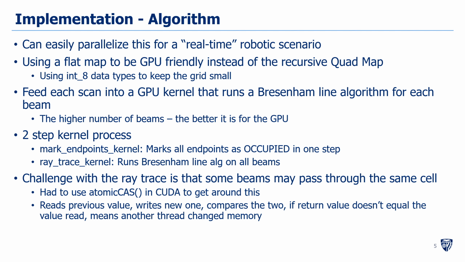So I have a two-step kernel process. First thing I do is the mark endpoints kernel, and that just marks all the endpoints as occupied in one step. So I read in the LiDAR data, look for the end of each beam, and then I mark that as occupied, all in one go. And the next step is the ray tracing kernel, which is what's actually running the line algorithm on all the beams.